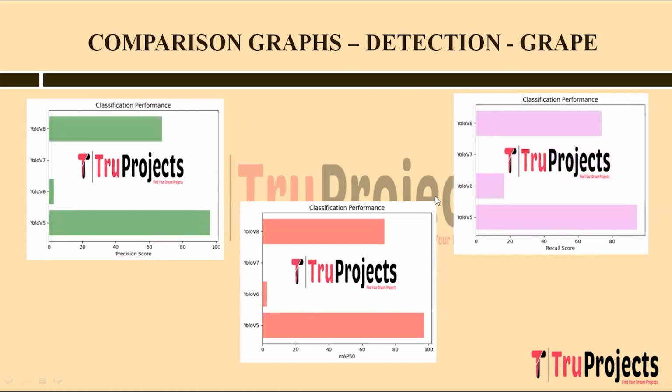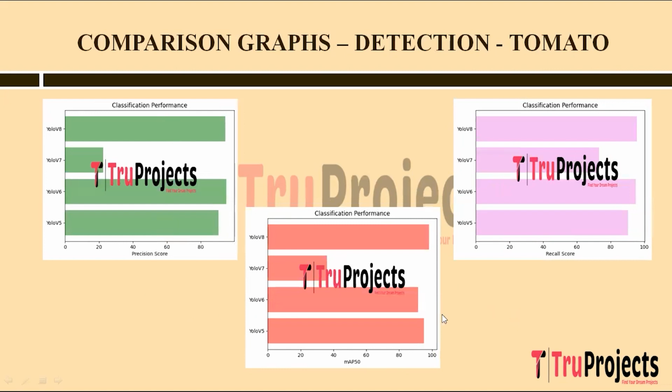So these are the comparison graphs of the algorithms built for detection of grape leaf diseases. Similarly, these are the comparison graphs of the algorithms built for detection of tomato leaf diseases.